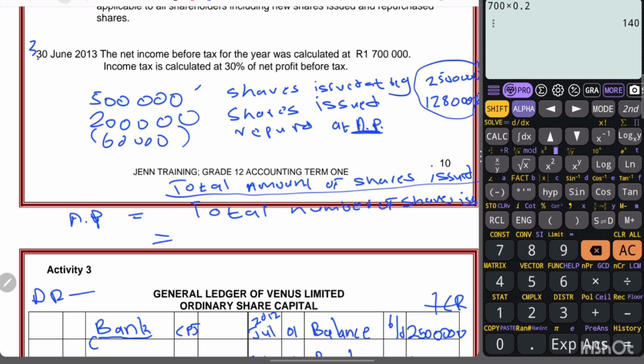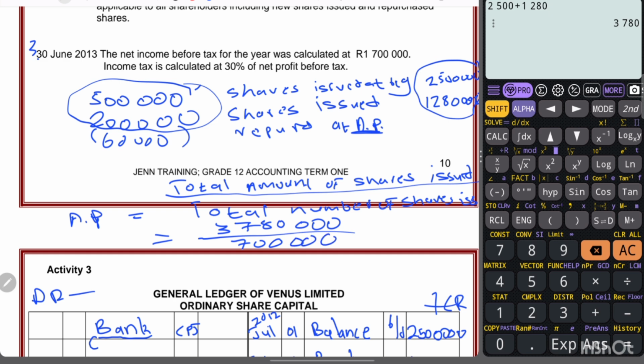Then it's going to be 2,500,000 plus 1,280,000. You just add the two, then the total is going to be 3,780,000. Then all over the total number of shares, when you add this 500 plus the 200, it is going to be 700,000 shares. This is how we calculate the average price. Now let's check the average price. Divide by 700,000, then our average price is going to be 5 rand 40.